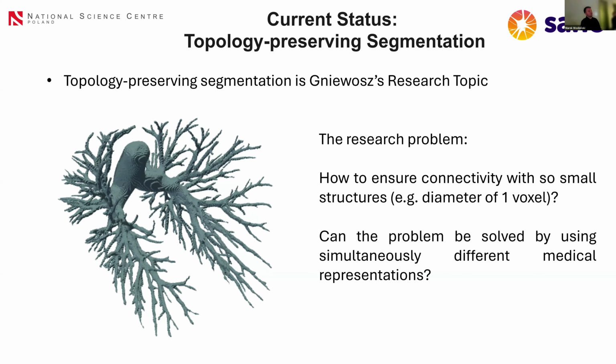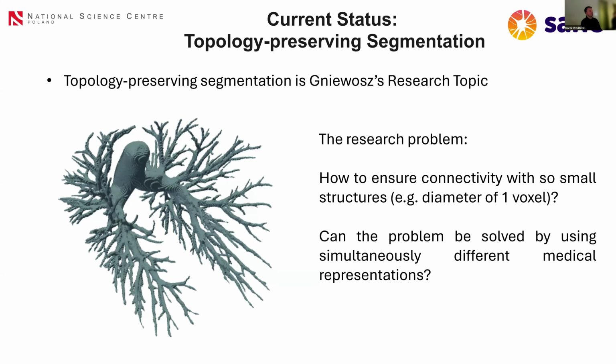In terms of the current models, firstly, it's very difficult to even evaluate these kinds of algorithms, because the Dice score and Hausdorff distance metrics are useless in verifying the correctness of this kind of segmentation. We need to use different ways to assess the quality of such segmentation. Our research question is how we can improve the solution to this problem by using different representations simultaneously.